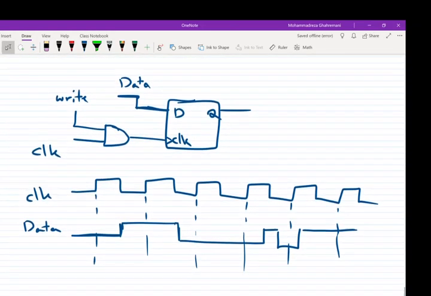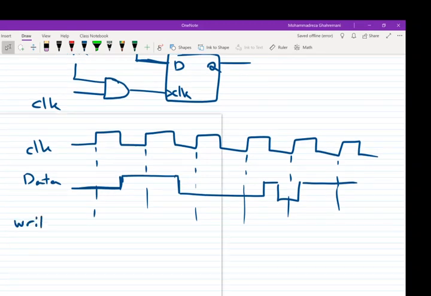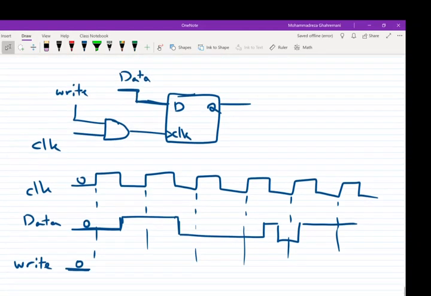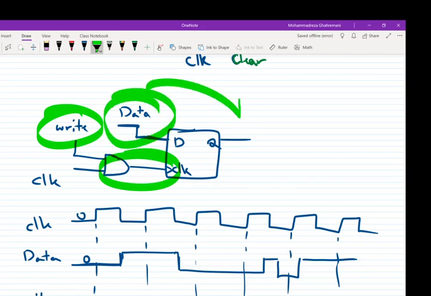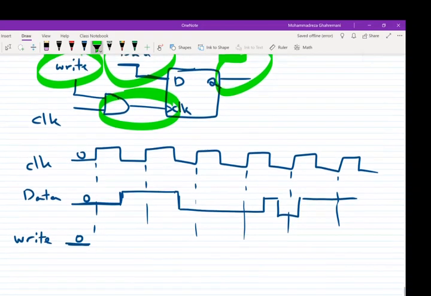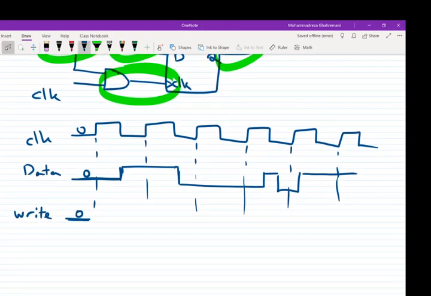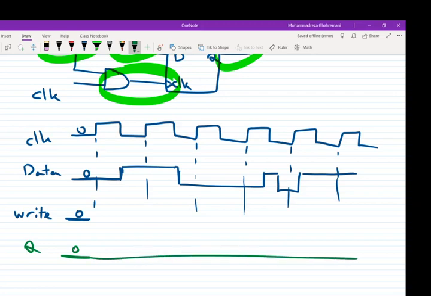Now we have a write signal as well. It is 0. As long as the write signal is equal to 0, there is no clock applied to the D flip-flop. So nothing moves from the input to the output, and the output is always equal to 0. If we say here is Q, Q is always 0 if the write signal is 0.